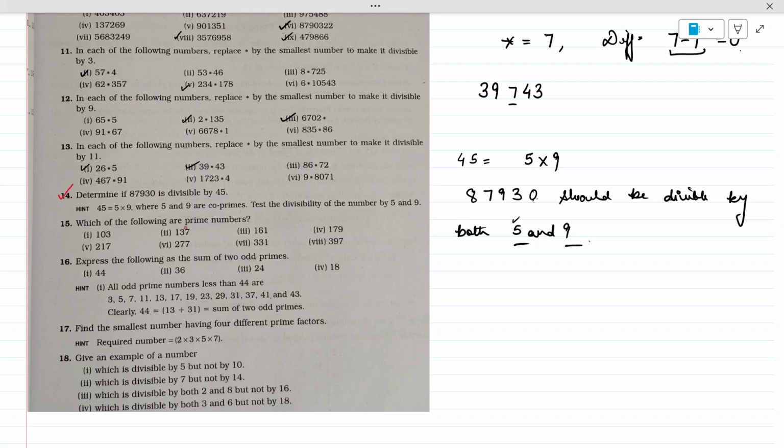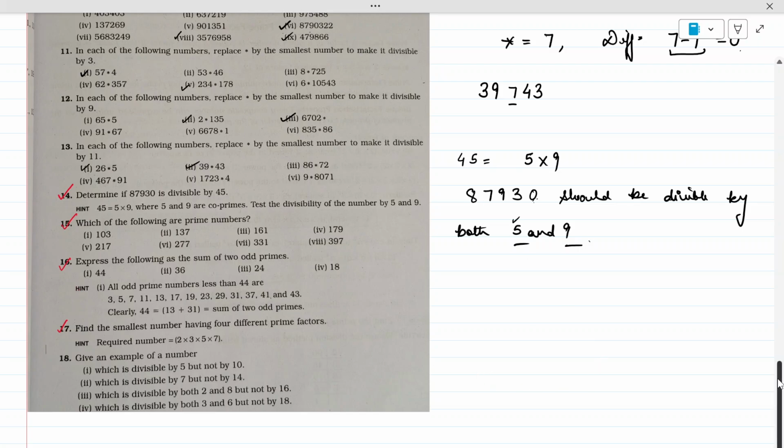Next, which of the following numbers are prime numbers? Easy, we have done. Express the following as sum of two odd primes. So kids, we have already done this. This is the question from NCERT book. Then find the smallest number having 4 different prime factors. We have done this also. We have found out the 2 prime factors and 3 prime factors both.